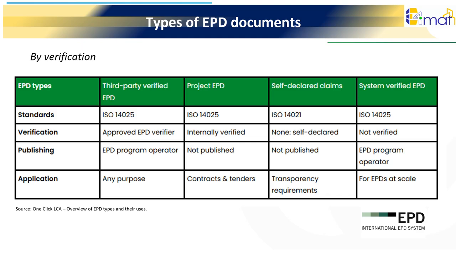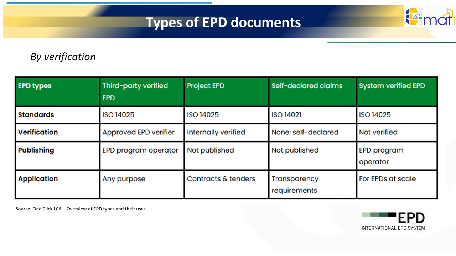Finally, system-verified EPDs. These are generated automatically by a verified system, rather than checked individually. The system itself is verified, which allows scalable generation of EPDs for large product portfolios. They are commonly used in construction products such as ready-mix concrete. However, the documents themselves are not individually verified, unlike third-party EPDs. In short, these four types, third-party, project, self-declared, and system-verified, offer different balances of credibility, cost, and scalability, depending on the use case.